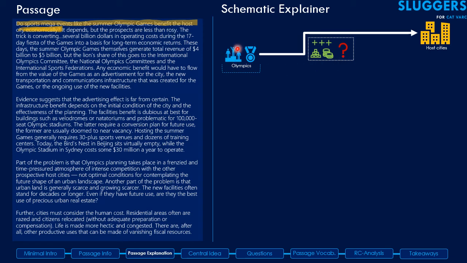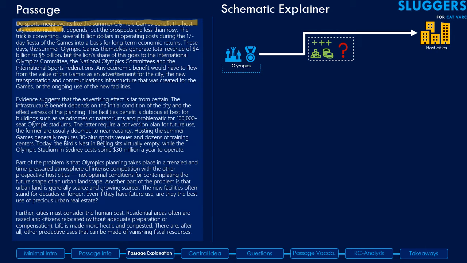By the way, for those of you who may have attempted the passage already, you must have realized that this one singular question is essentially what the whole passage has been about. Whether Olympic-like sports mega events actually benefit the host cities economically or not, and essentially all the arguments and data provided in the passage are driven towards trying to address this question, right? So, let's come to the next part.